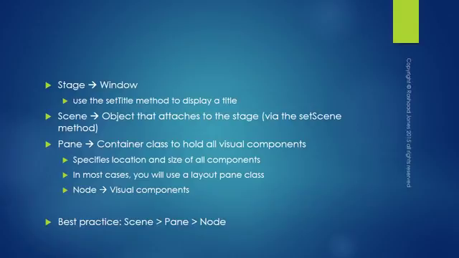And then in most cases, we will be using a layout pane class, which we'll learn about in chapter 15, and attach that to the scene. With the pane, you can create nodes. These nodes are visual components. A node can be anything from a button to a radio button, a checkbox button. A node can also be a label. A node can be text, almost anything you want to be visually displayed.